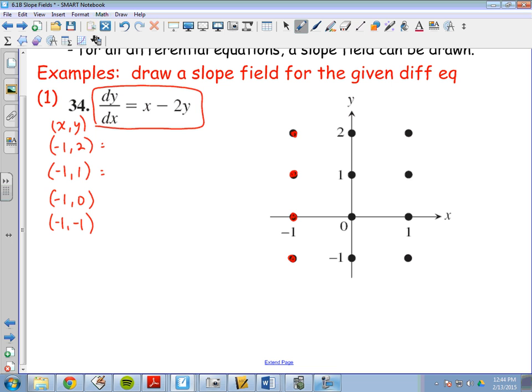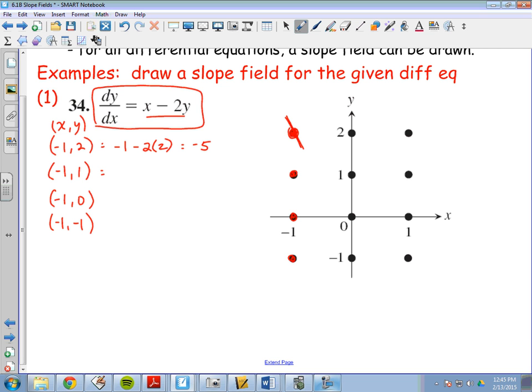So x is -1 and y is 2. All I did was take the equation x minus 2y and plug in x is -1 and y is 2. Then I get -1 minus 4, which is -5. Then I go to my graph and find the point (-1, 2), which is right here, and graph a slope of -5. It's just a tiny little line, and it doesn't need to be perfect. A -5 slope is pretty vertical. It's going to look something like that.